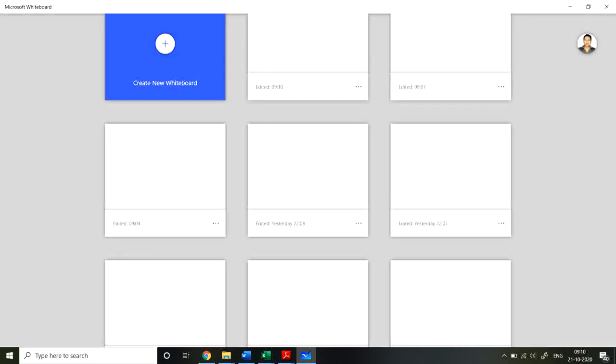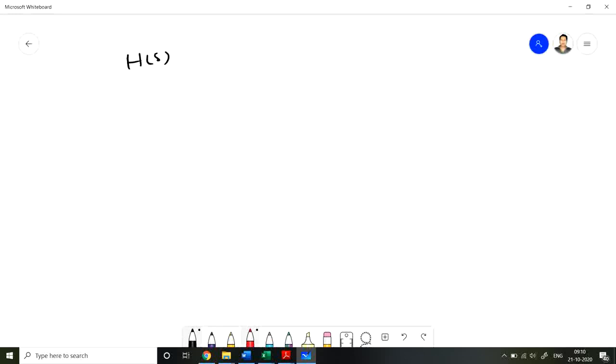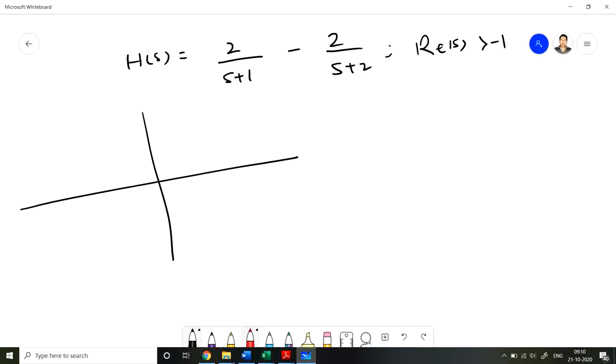So what is H(s)? H(s) is written as 2 divided by (s plus 1) minus 2 divided by (s plus 2), and the region of convergence is real part of s greater than minus 1, because both signals are causal signals. So we have a pole at minus 1 and also a pole at minus 2.